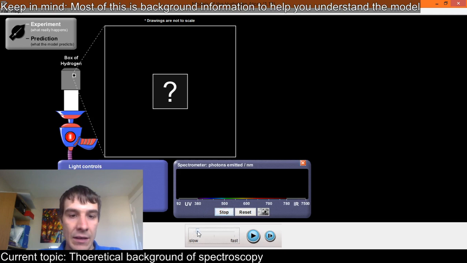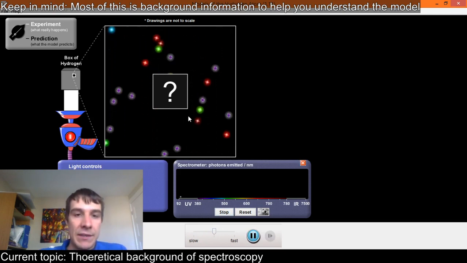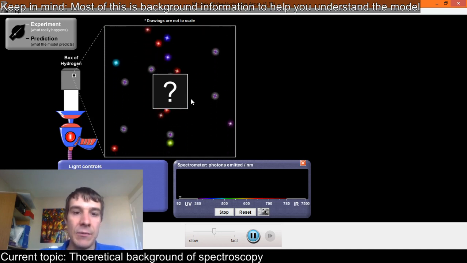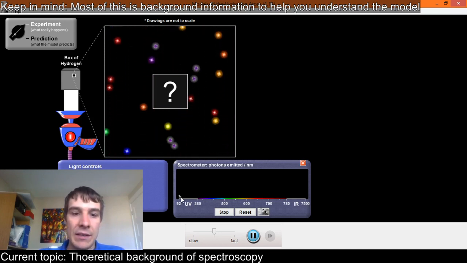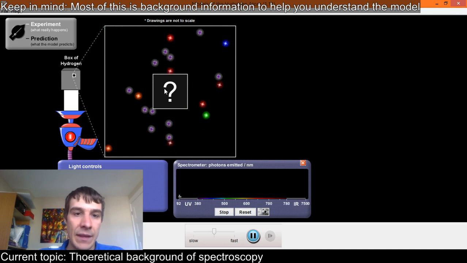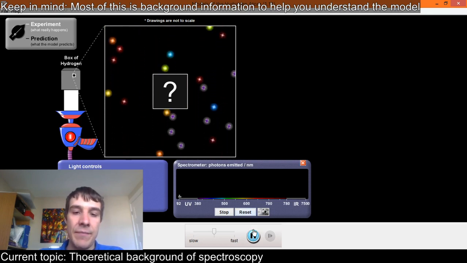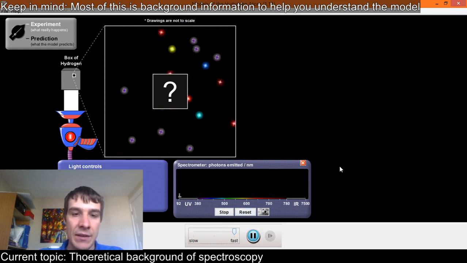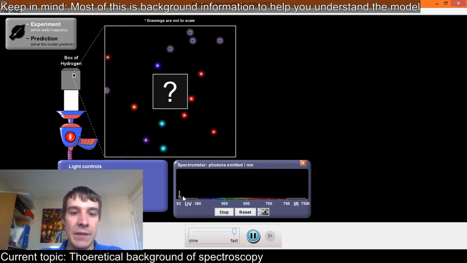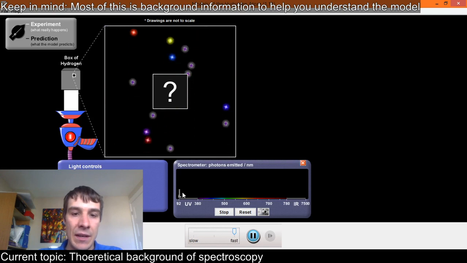Oh, come on. It doesn't want to shoot. Oh, here we go. So we start shooting light at it of lots of different wavelengths, and you see that sometimes a little wavelength comes out, and this is keeping track of what comes out. This is a hydrogen atom, and if we make it go fast, it'll start building up different things. Most of them are in the ultraviolet, but every so often you might see one that pops up in the visible.